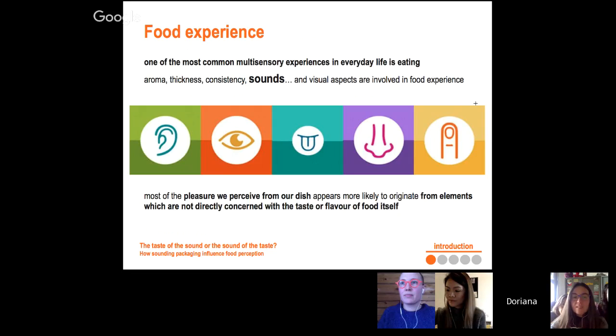For many years, disciplines such as experimental psychology, design, neuroscience, and sensory marketing have worked jointly in order to understand the principles which define our food experience. By food experience, we mean how our pleasure in tasting a certain meal is a result of external factors. For example, the flatware weight, the lighting, the ambient temperature, how a dish is named, the sound generated from the act of chewing it, and more.